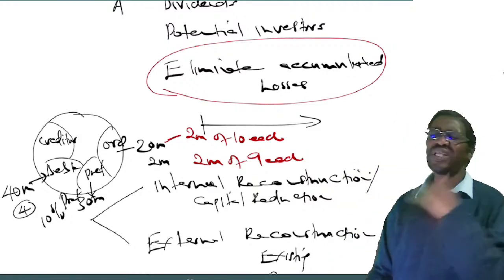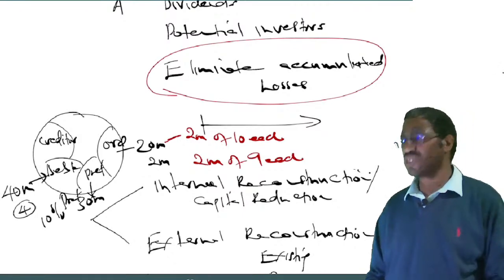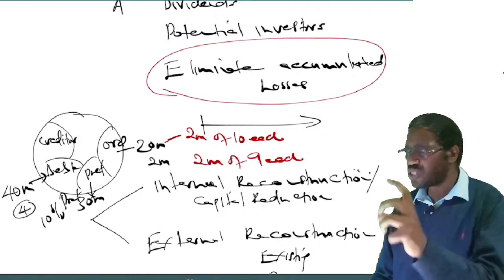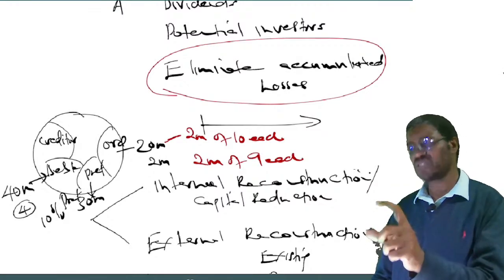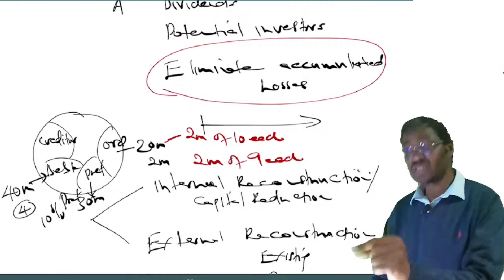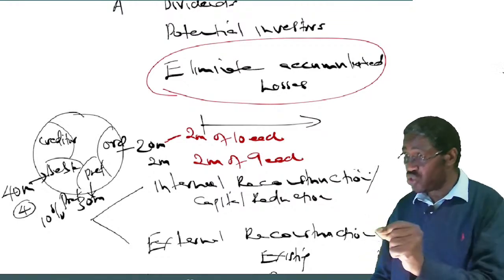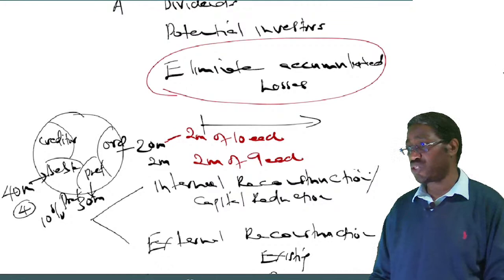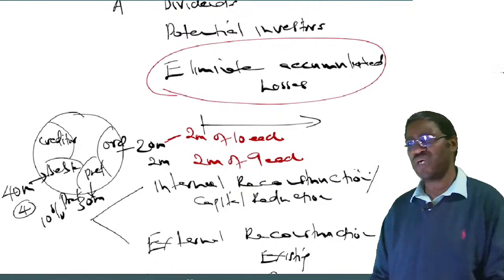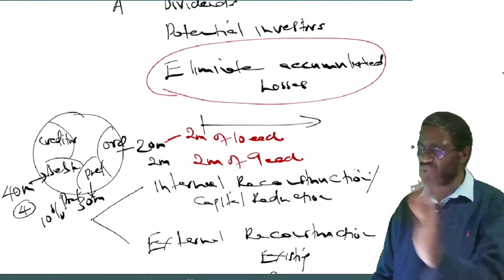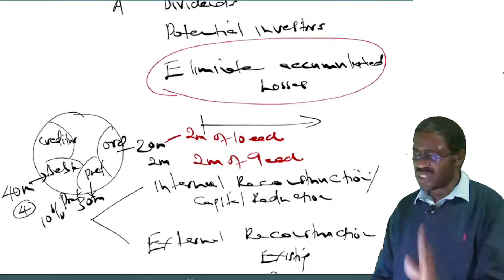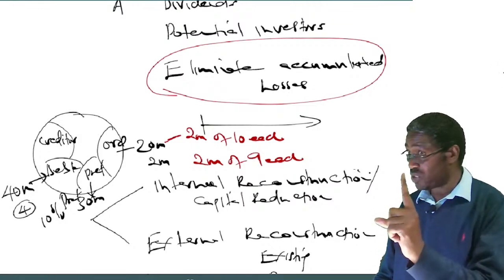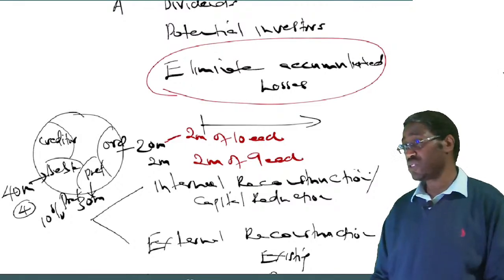Listen. So whether the examiner reminds you or he does not remind you, it is your responsibility to remember that accumulated losses must be written off. I've told you, most of your past paper questions don't remind you. They just keep quiet. But they talk about share capital, they talk about liability, they talk about that contingent liability, they talk about others, but they don't talk about accumulated losses.